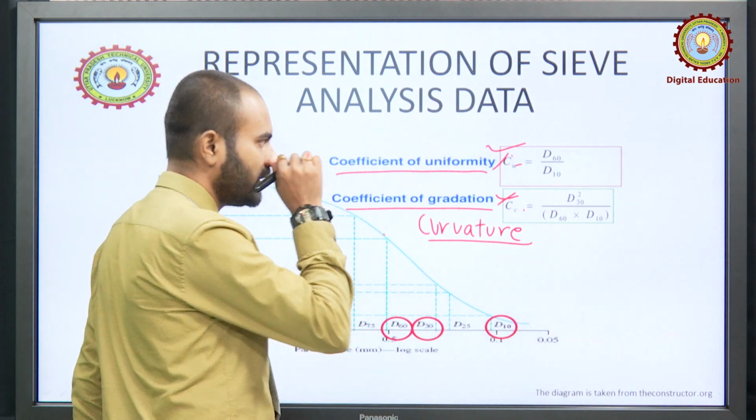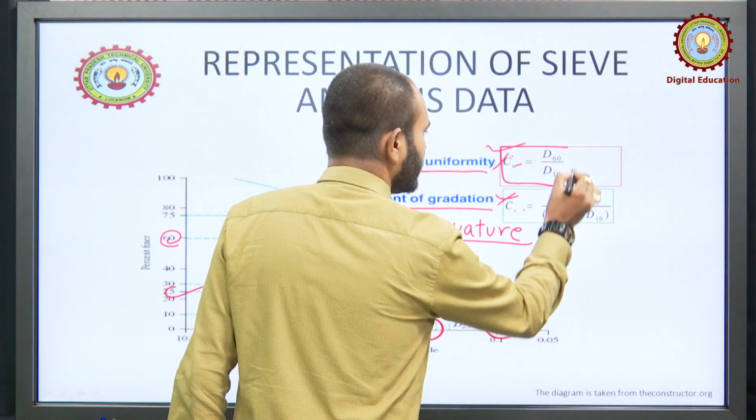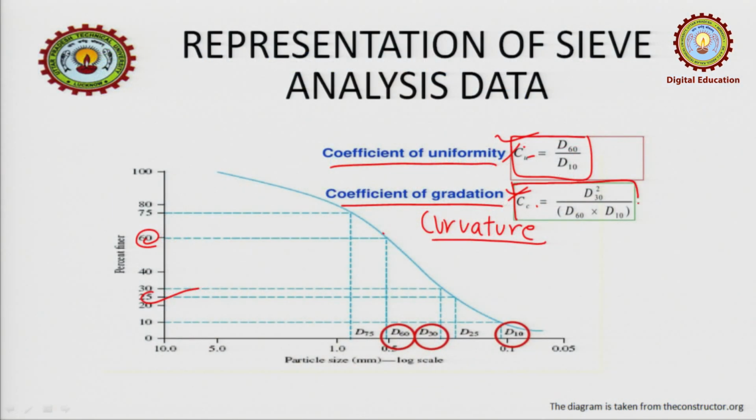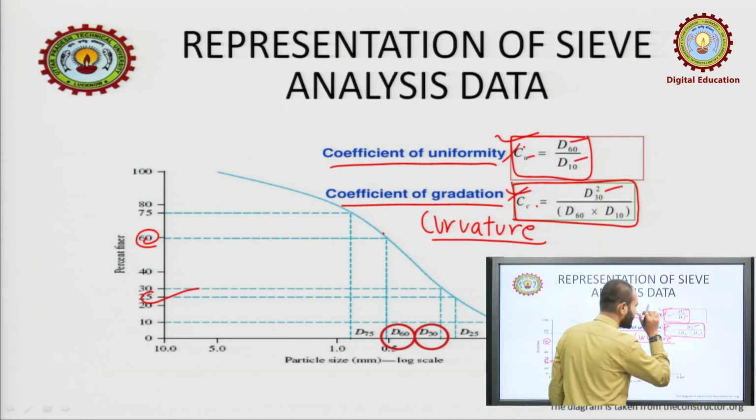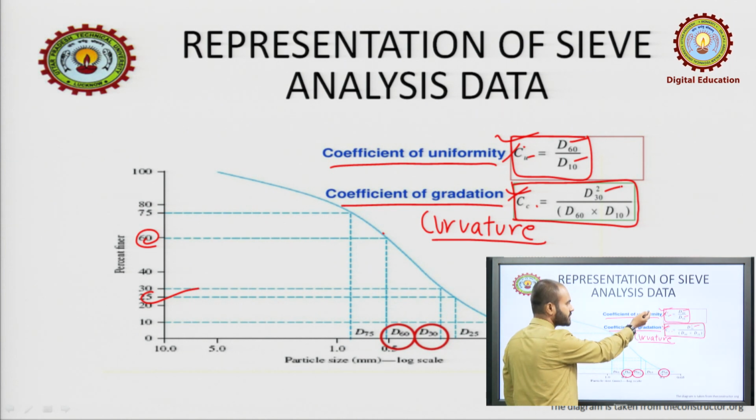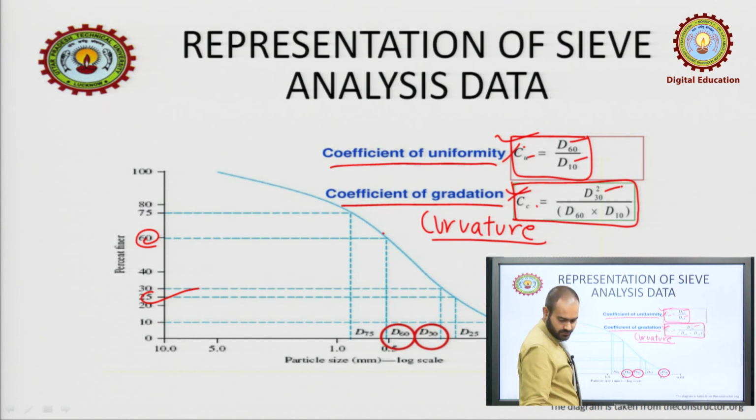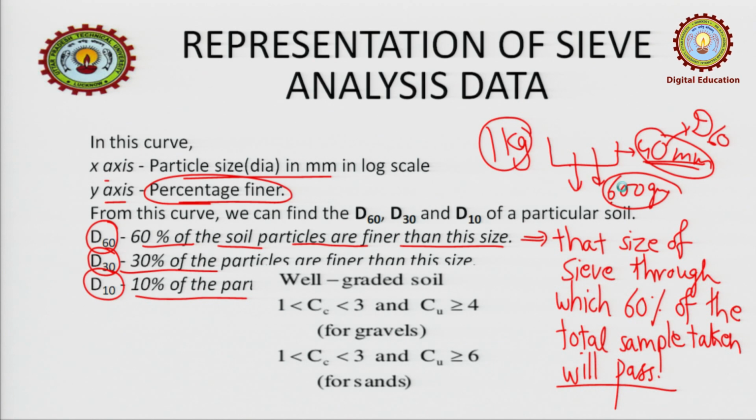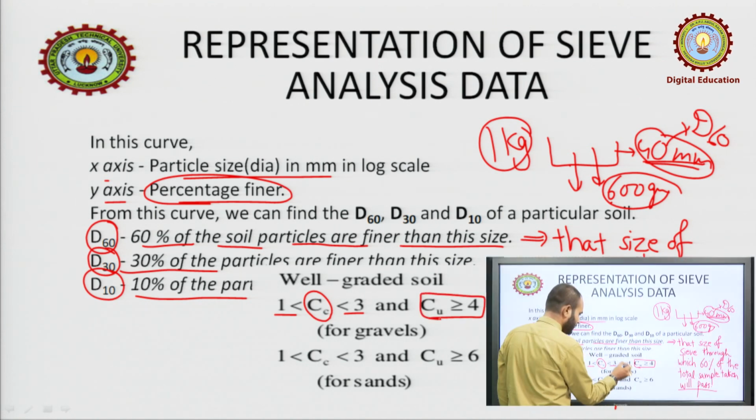Just look into the formulas. Cu is D60 by D10, and Cc is D30 squared upon D60 into D10. I just explained what D60, D10 and D30 are, so I think you now understand how to calculate these two. Just look into the values. Cc, the coefficient of curvature, if it is between 1 and 3, and Cu is greater than 4, then it will be gravel.